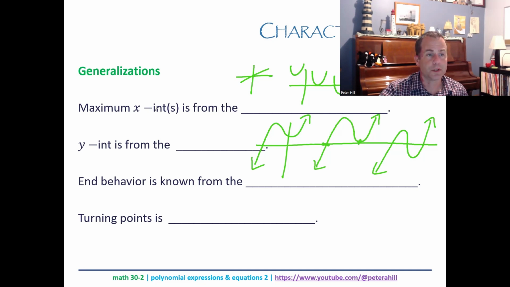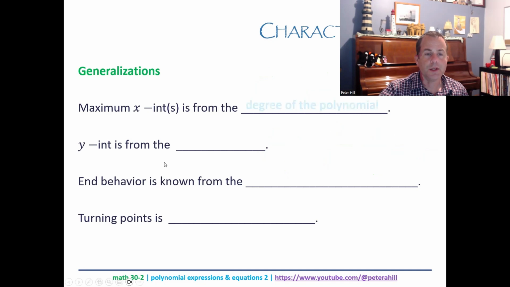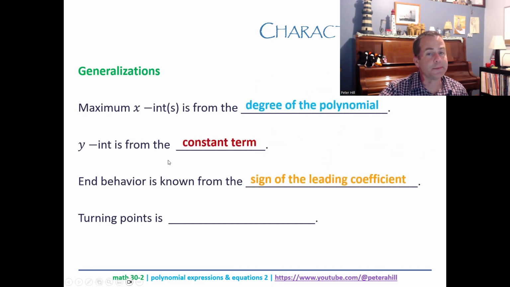The y-intercept comes from the constant term. And then the end behavior is known from the sign of the leading coefficient. The last thing we talked about there was that the turning points, there will always be one less. So turning points is one less than the degree of the polynomial.